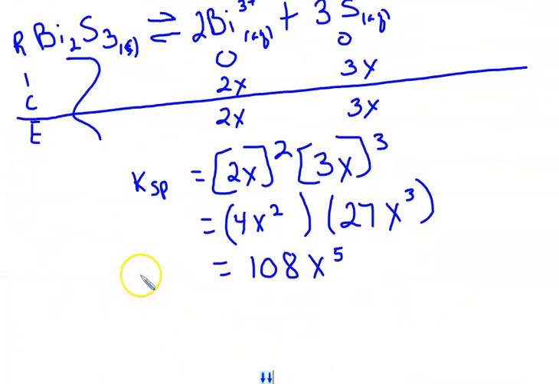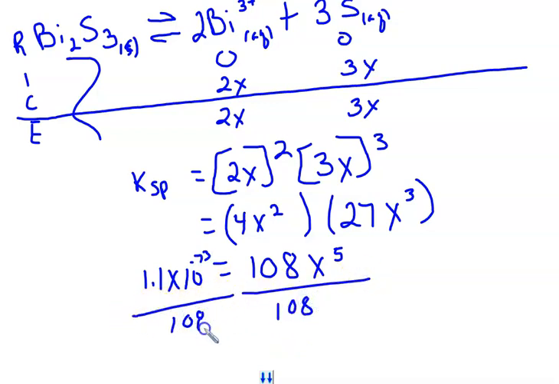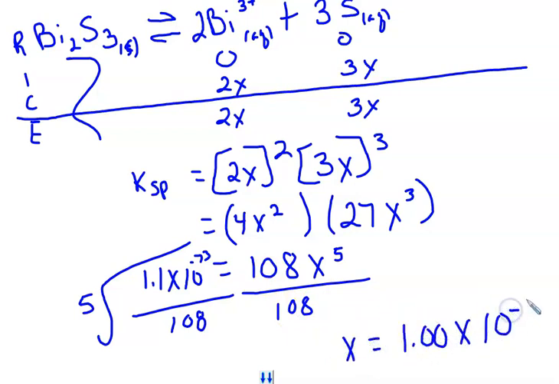Is our Ksp, and this one was 1.1 times 10 to the negative 73rd. To solve, I would divide by 108. And now you need to take the 5th root. To do the 5th root, you type in 5, and then you hit math, 5, scroll down to 5. That's telling it what root to take, and then you would enter in the number there, and I got this x to be 1.00 times 10 to the negative 15th. That is the molar solubility.